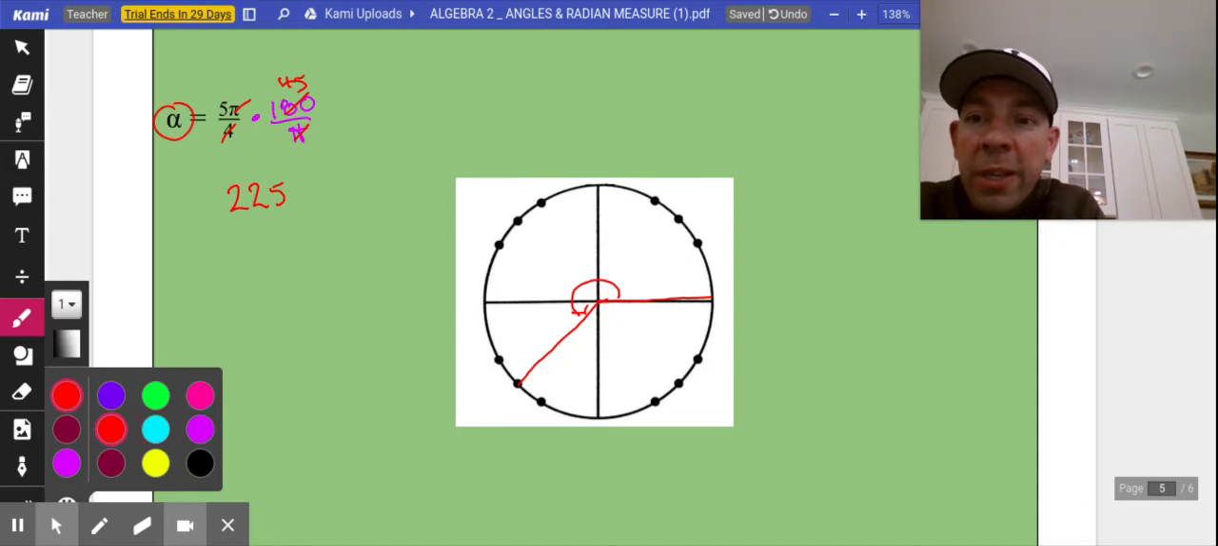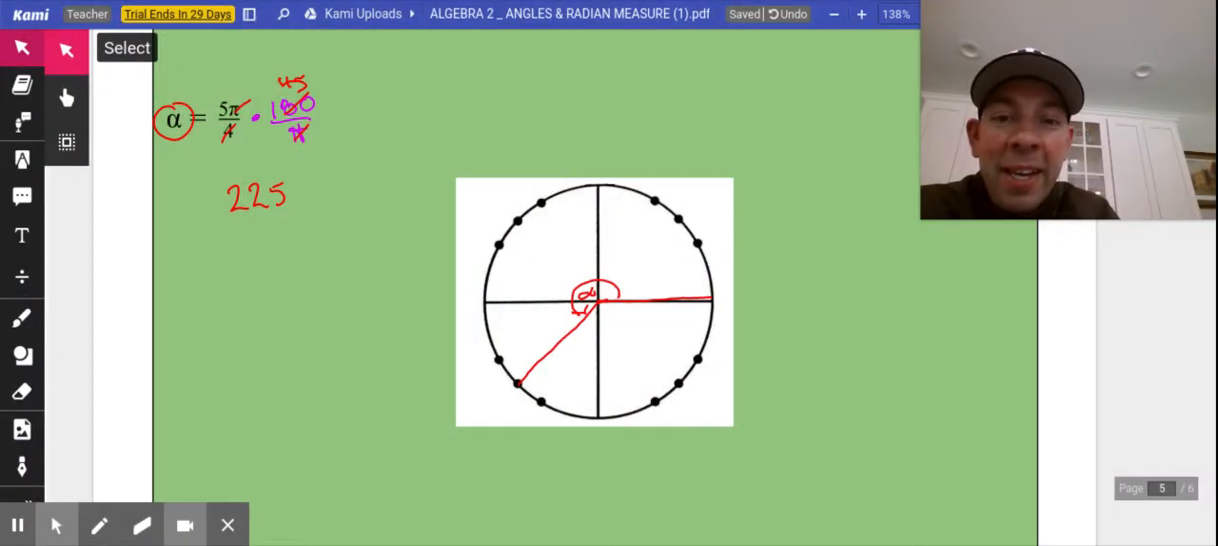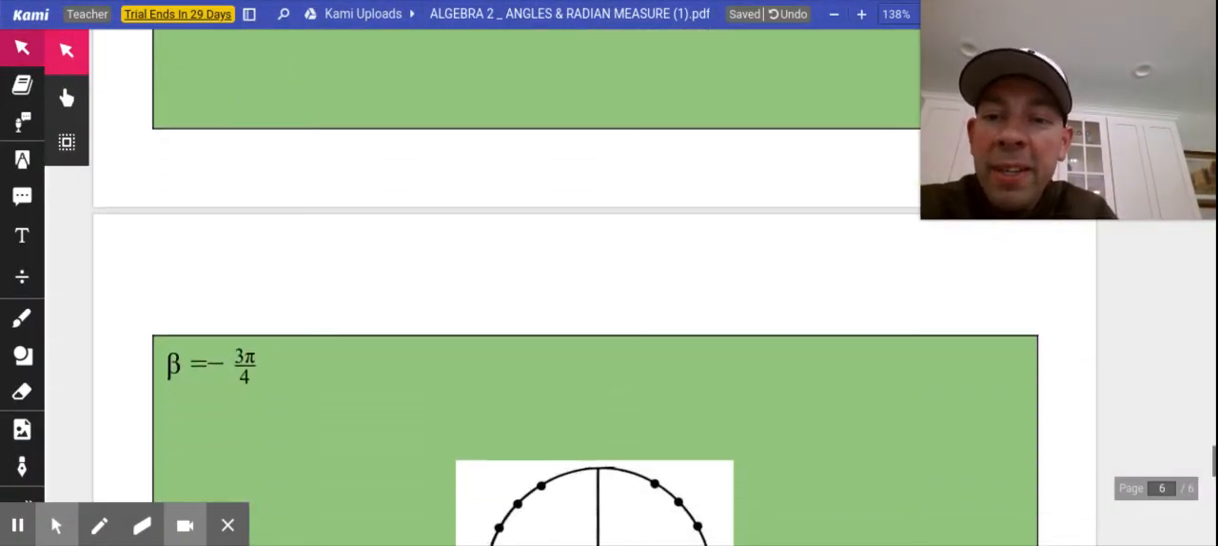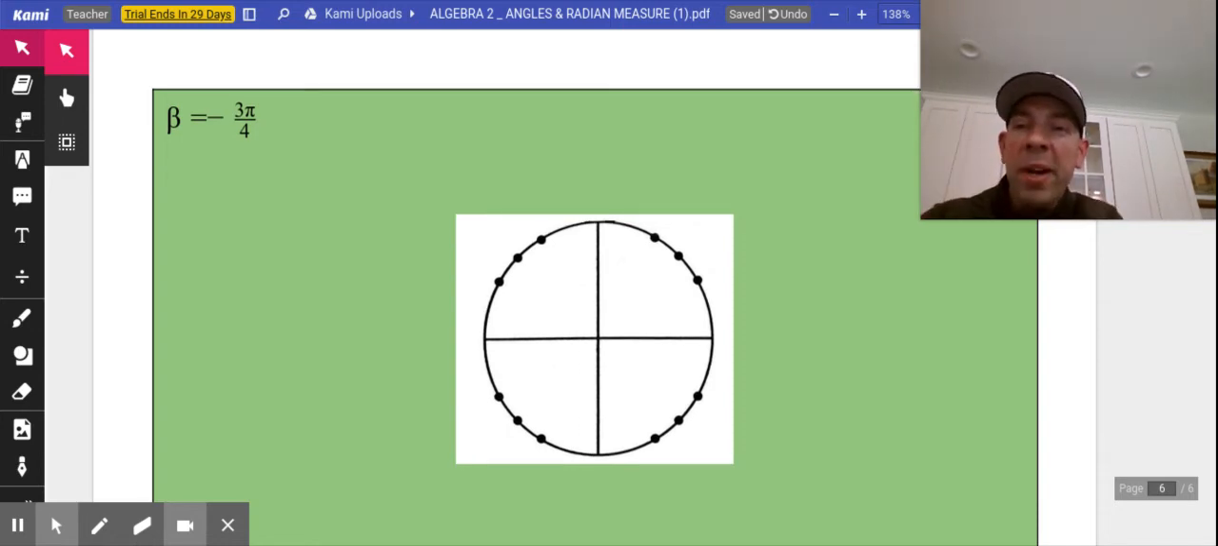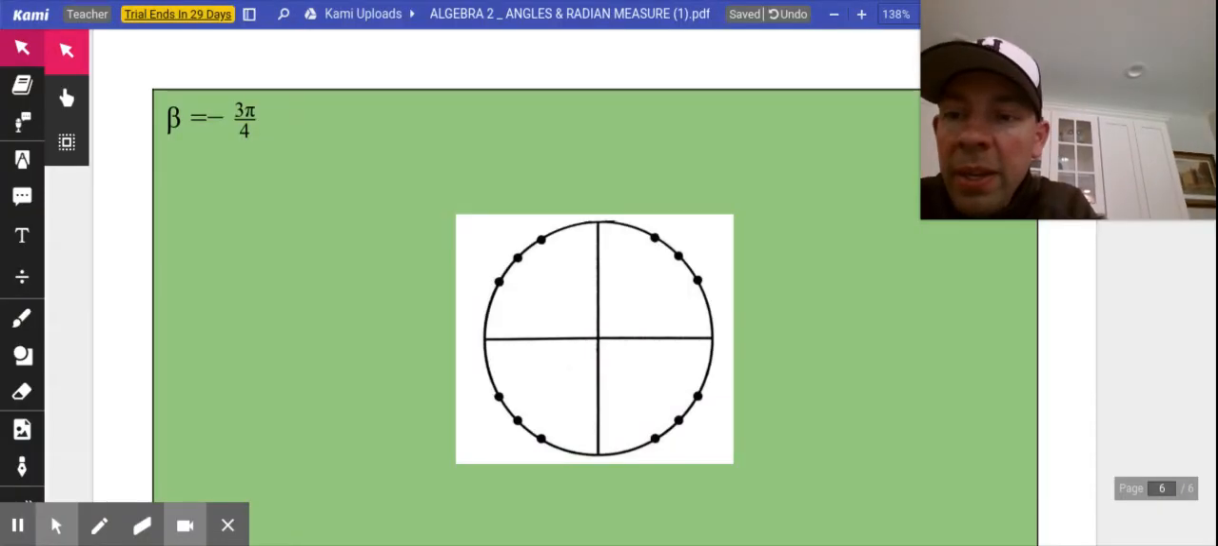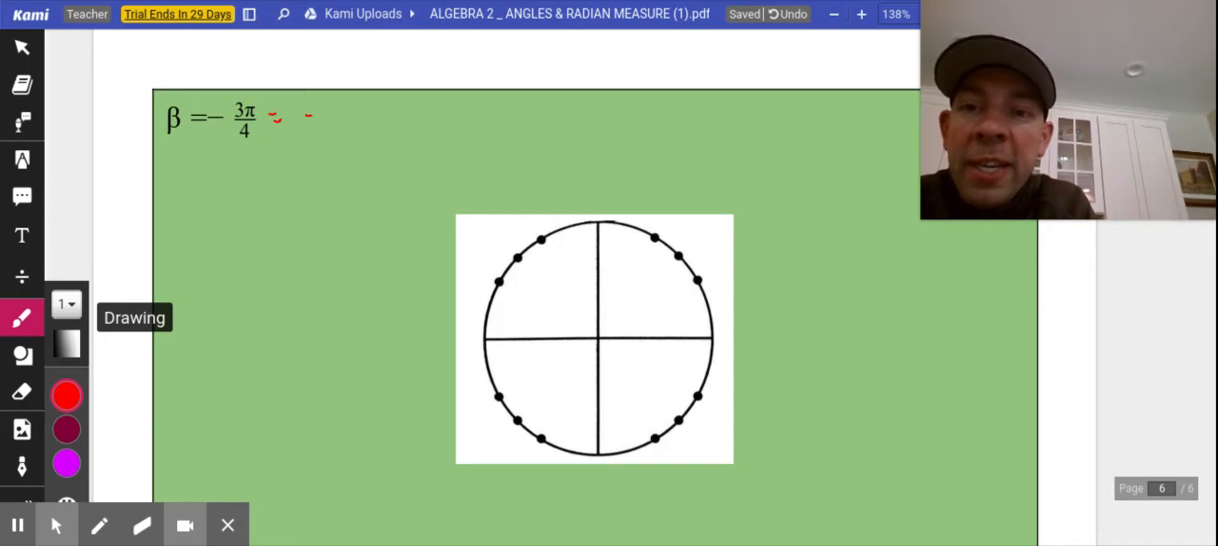They use the Greek letter alpha, so we'll just try to use the same letter. It almost looks like it's going to be an infinity sign, but it doesn't close up there on the right-hand side. Oh, we've got beta equals negative 3 pi over 4. Converting this into degrees, you're going to get negative 135 degrees.